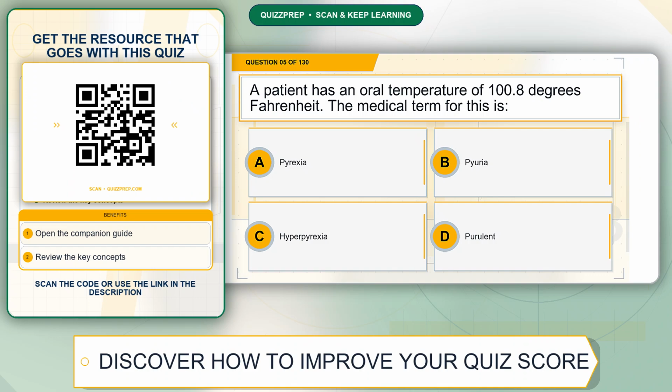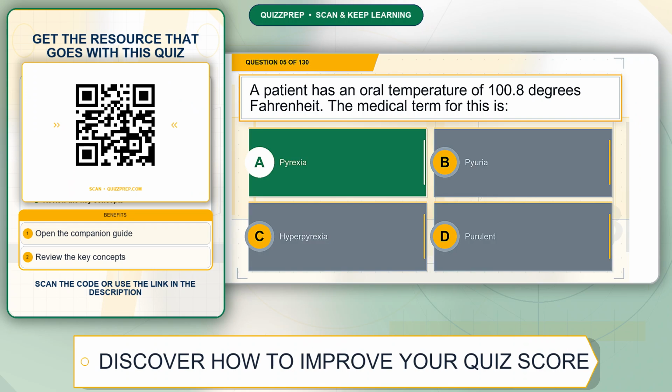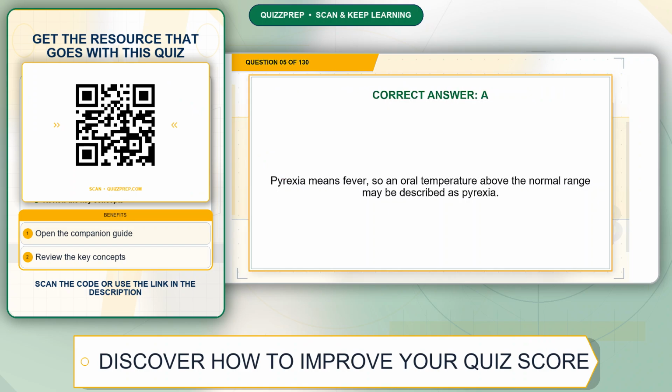Question 5. A patient has an oral temperature of 100.8 degrees Fahrenheit. The medical term for this is: Option A, pyrexia. Option B, pyuria. Option C, hyperpyrexia. Option D, purulent. The correct answer is option A, pyrexia. Explanation. Pyrexia means fever, so an oral temperature above the normal range may be described as pyrexia.